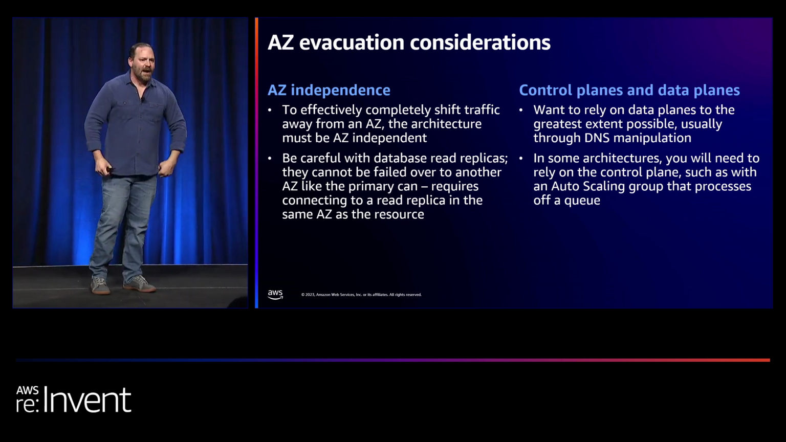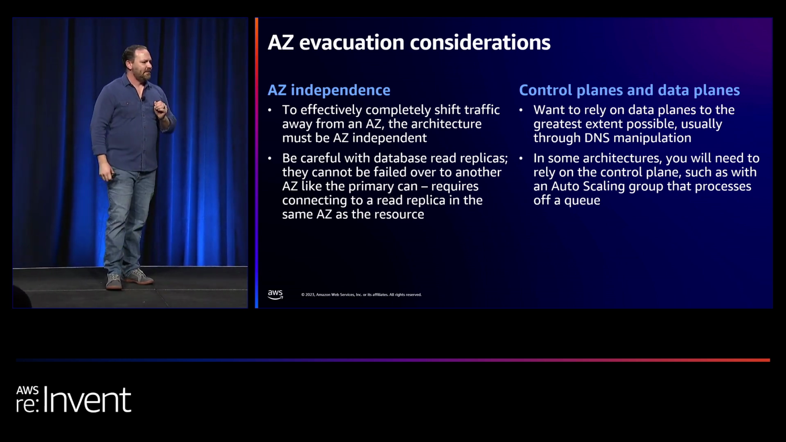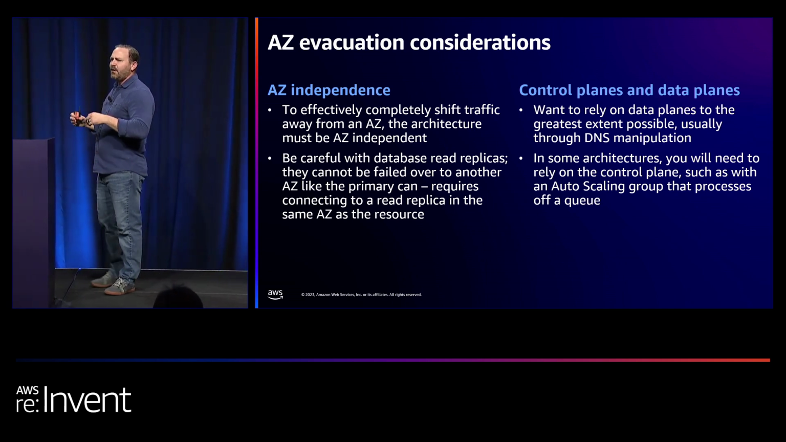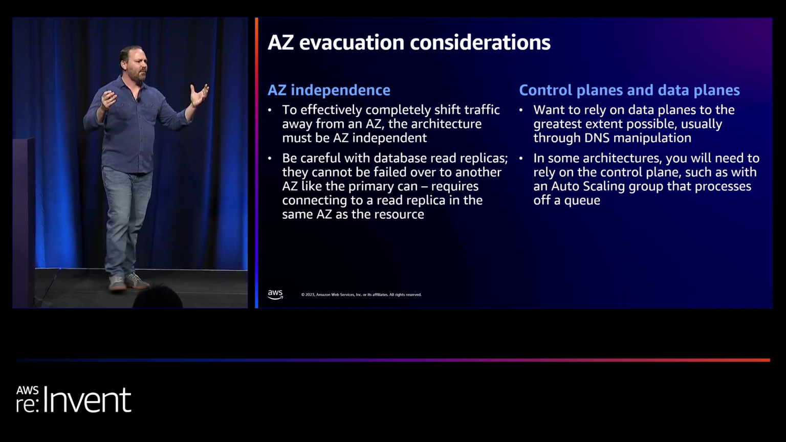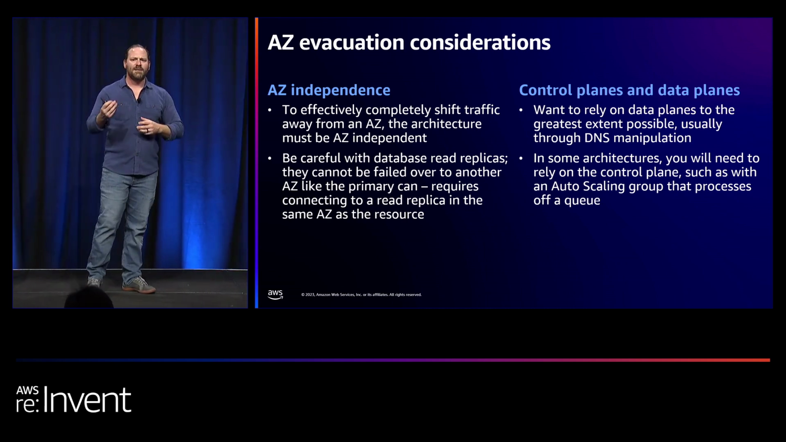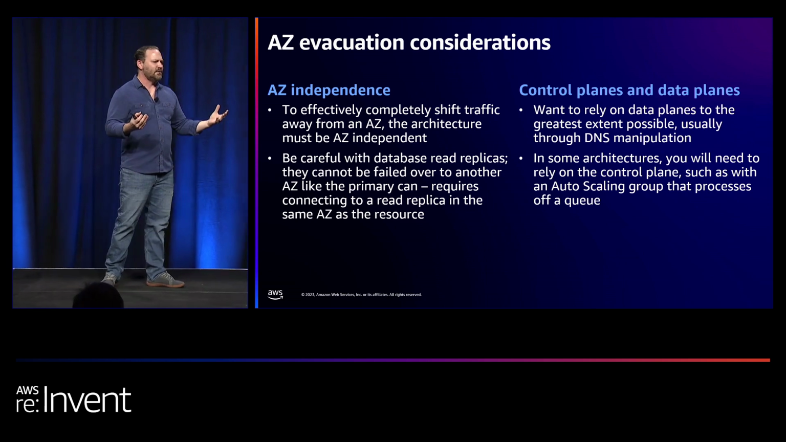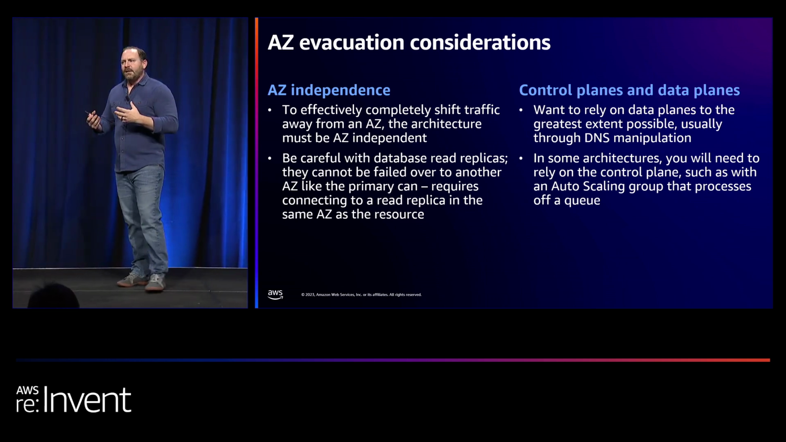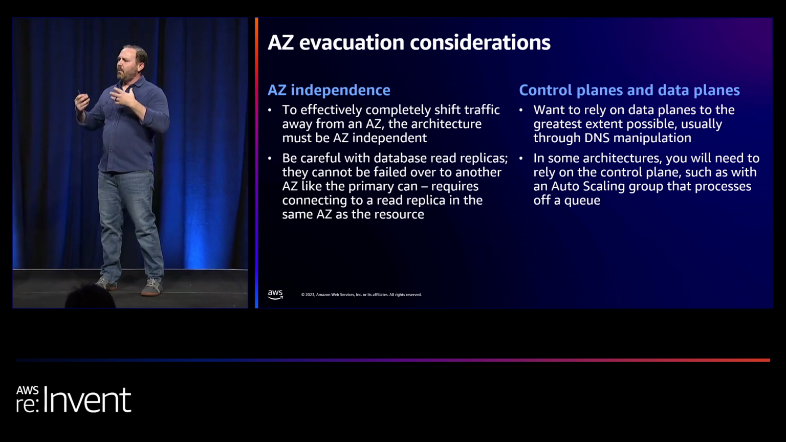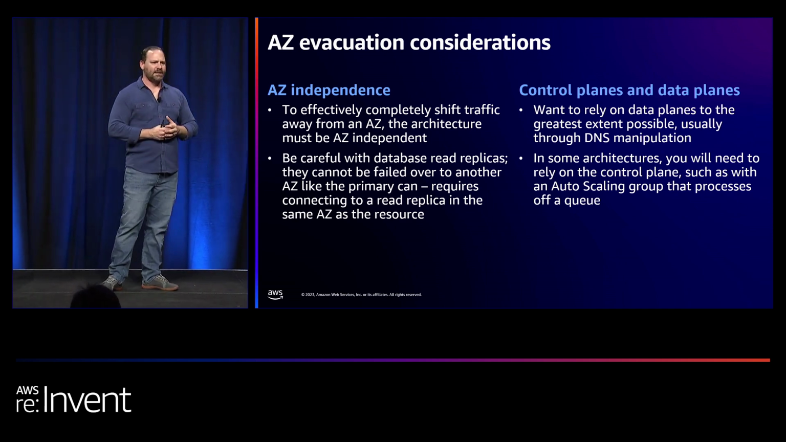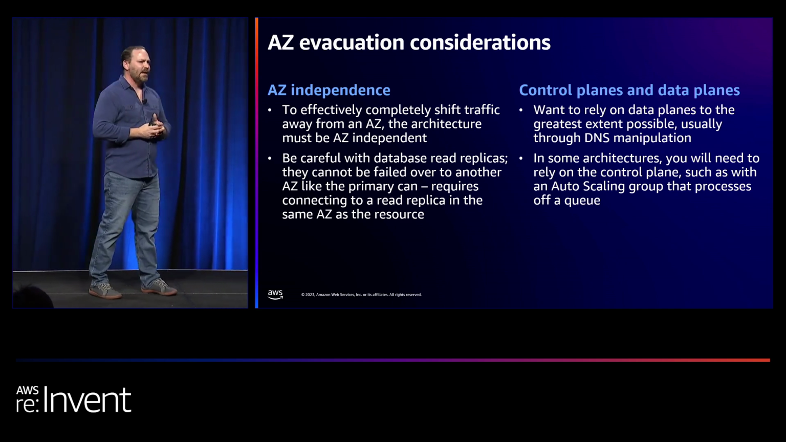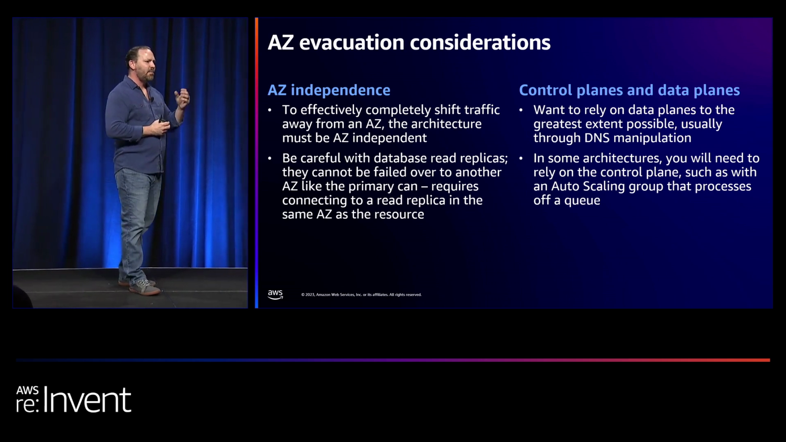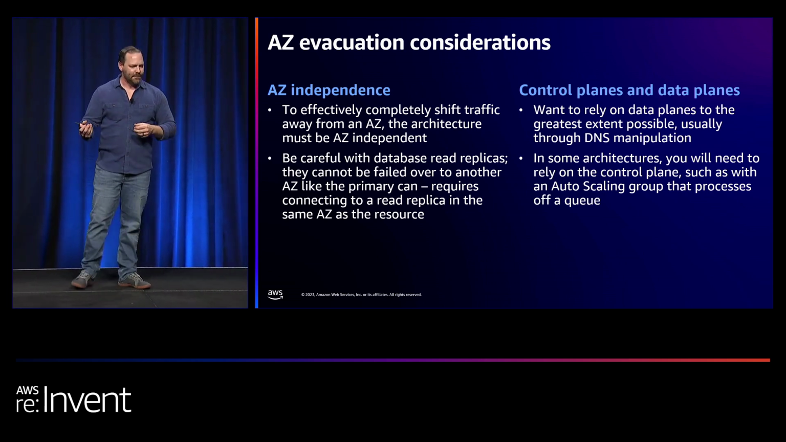The second consideration we have are control planes and data planes. Control planes in AWS services are the bits of software that are responsible for creating, updating, deleting, and modifying resources, most of your CRUDL actions. Data planes, on the other hand, provide the day-to-day business of a resource. For example, in S3, creating a bucket is a control plane action. Getting an object or putting an object is a data plane action.